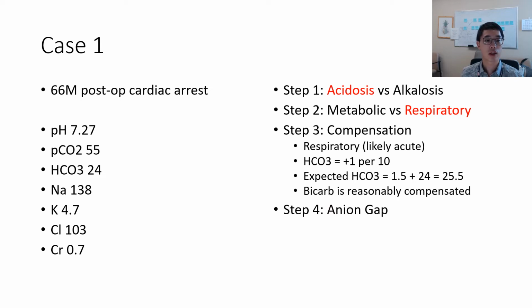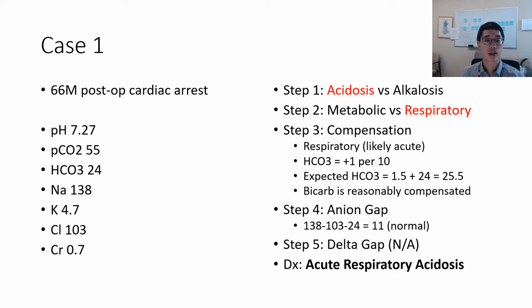Now let's calculate your anion gap, which is 138, your serum sodium, minus the serum chloride, minus the serum bicarbonate. 138 minus 103 minus 24 is 11, which is normal. So an anion gap of about 12 is normal, give or take a couple of points. And the delta gap is not necessary because we have a normal anion gap. So here the diagnosis is an acute respiratory acidosis, and that's all we have.